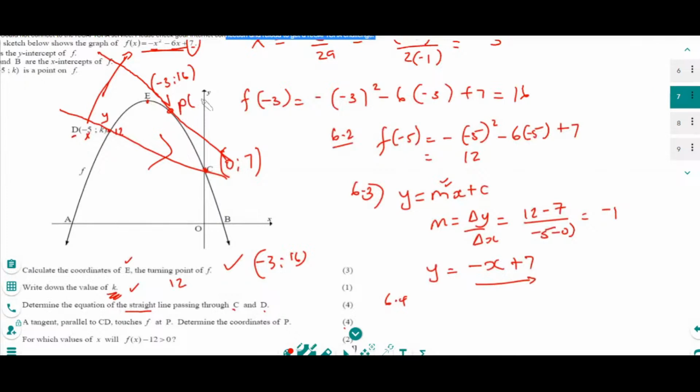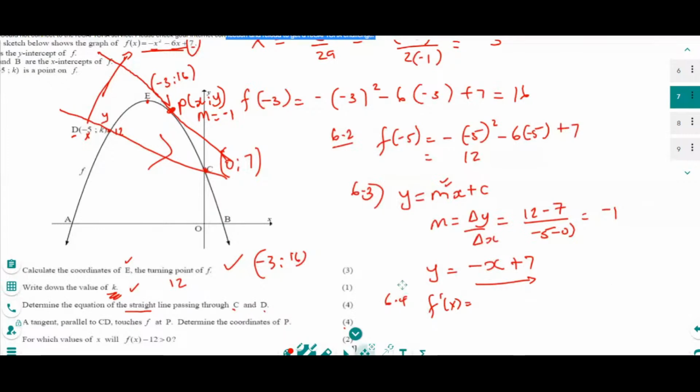So if this is P with x and y, all I know is that at the point of touching, the gradient is going to be -1, because for as long as the lines are parallel, then the gradients must be the same. So then what we do, for me to get the gradient of a curve, I'll find the first derivative.